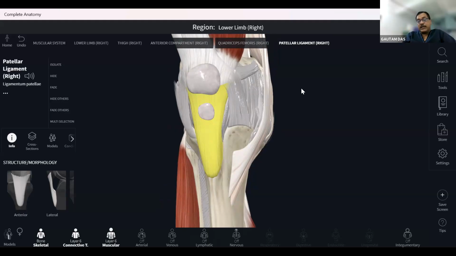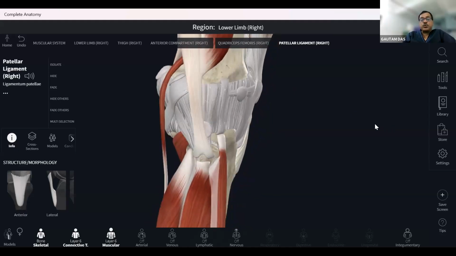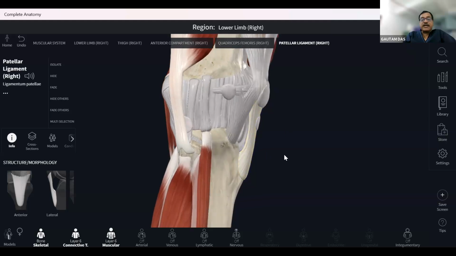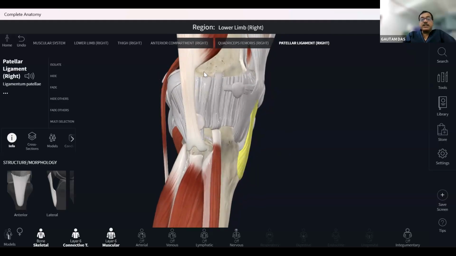And if you go more medially, what will happen? The patellofemoral ligament will be continuous with the superficial layer of the medial collateral ligament. Now coming to the posterolateral part, this is your lateral collateral ligament. Where is the lateral collateral ligament attached, from where to where? From the fibular head till the condyle.